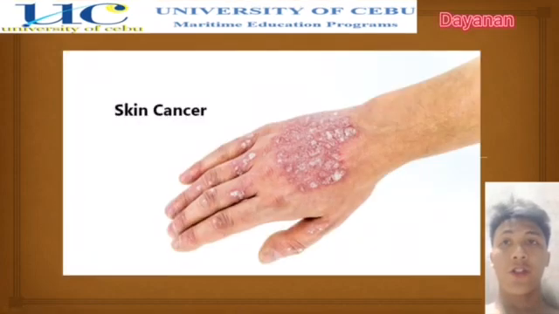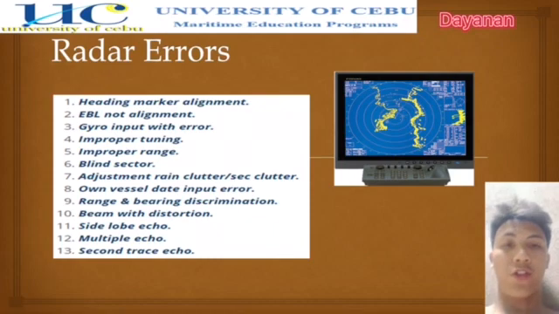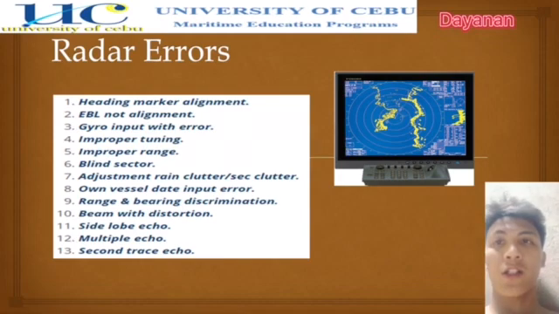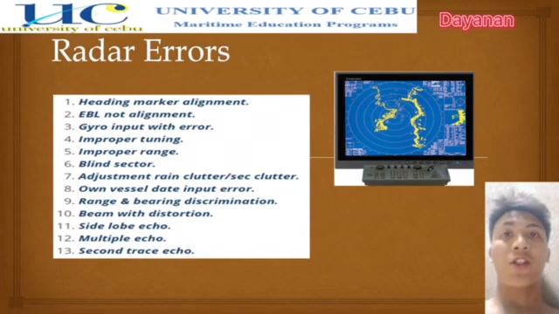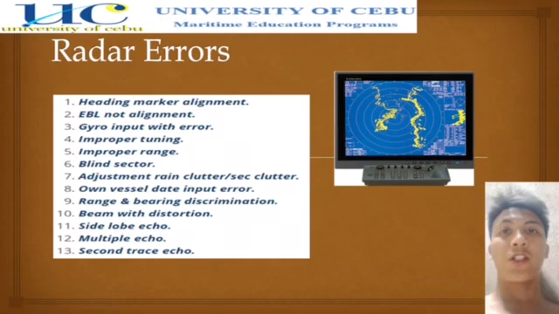Skin cancer. Radar errors. First, heading marker alignment. The second is EBL not alignment. The third is gyro input error. Number 4, improper tuning. Number 5, improper range. Number 6, blind sector. Number 7, adjustment of range clutter or sea clutter. Number 8, own vessel data input error. Number 9, range and bearing discrimination. Number 10, beam width distortion. Number 11, side lobe echo. Number 12, multiple echo. And the last is number 13, second trace echo.